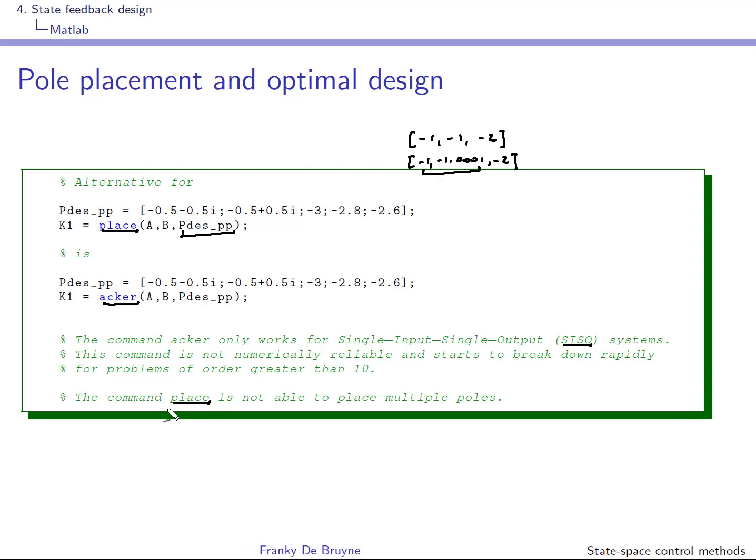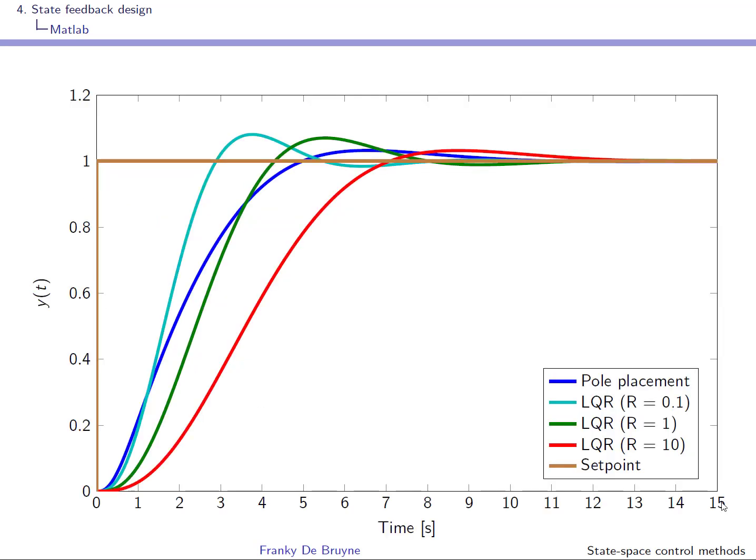So I advise you to use place so that you can work also with multivariable systems and you won't have these numerical problems as soon as the state grows, but of course you'll have to choose different poles, which is in practice not such a problem.